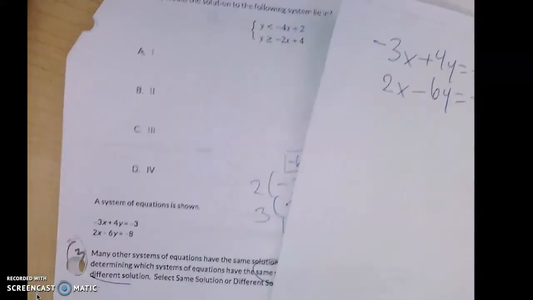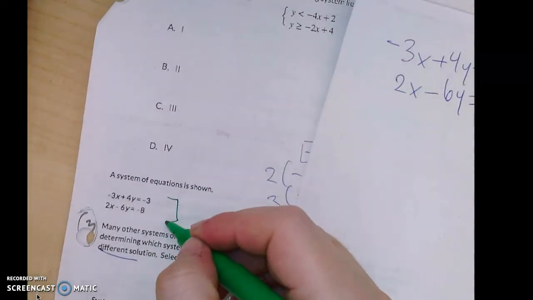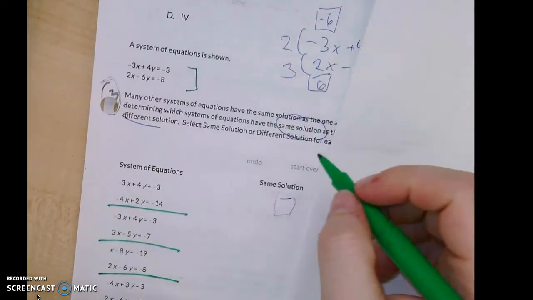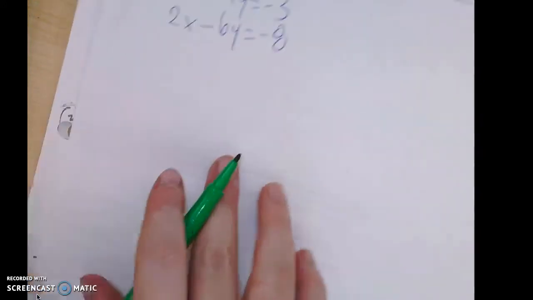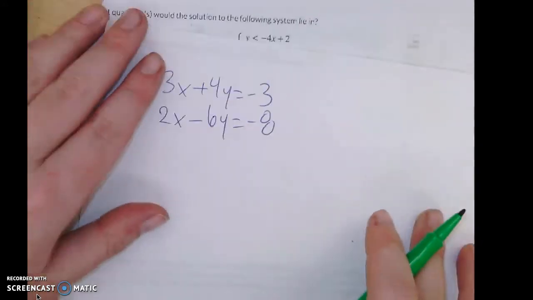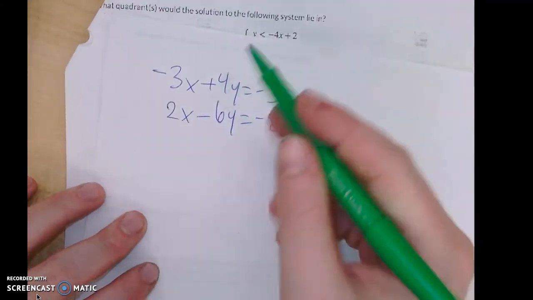So this next question is asking us to solve this system and then which system below has the same solution. So we're just going to put a check if it has the same solution and a check if it has a different solution. So the first thing I want to do is solve. Okay, I don't have a variable that's equal to anything, so I have to eliminate.